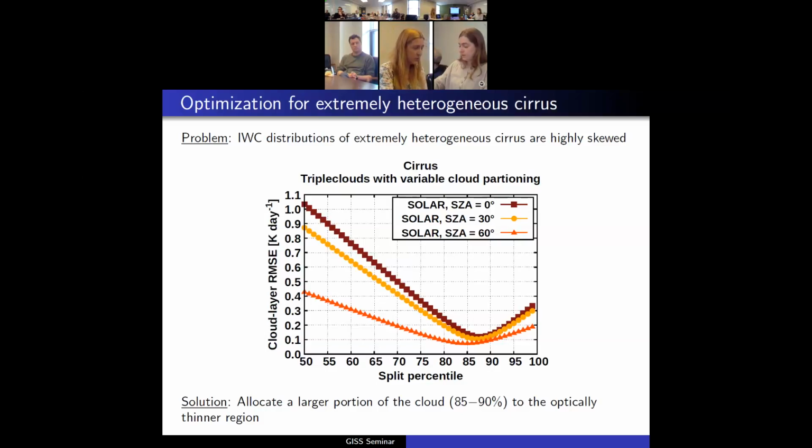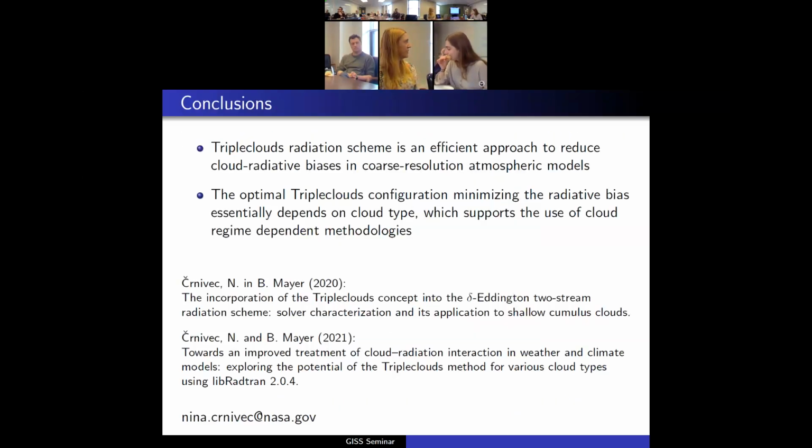And so the conclusion of the second part would be that the Tripleclouds radiation scheme is an efficient approach to reduce cloud radiative biases, which stem from unresolved cloud structure in coarse-resolution atmospheric models, if you configure it properly at least. But the optimal Tripleclouds configuration, which minimizes the radiative bias, essentially depends on cloud type, because the nature of cloud horizontal inhomogeneity strongly depends on cloud type, and this supports the use of cloud regime-dependent methodologies in atmospheric models.